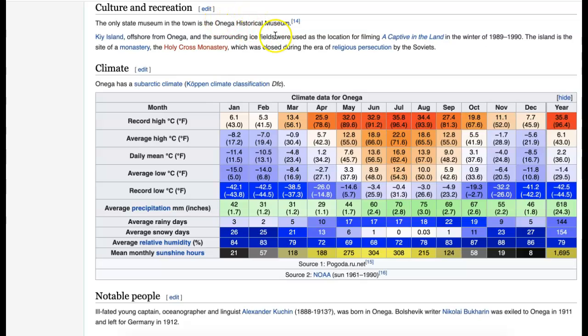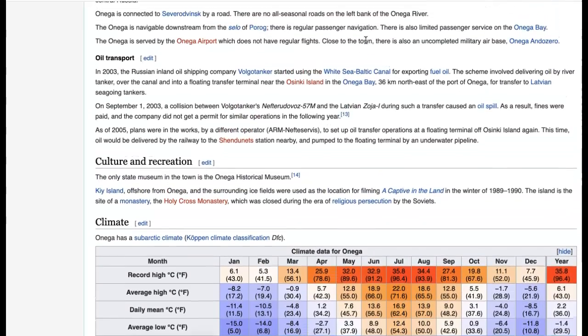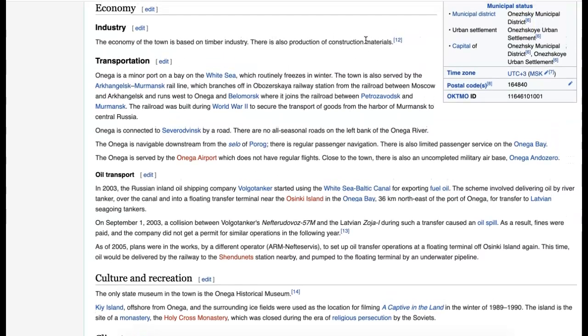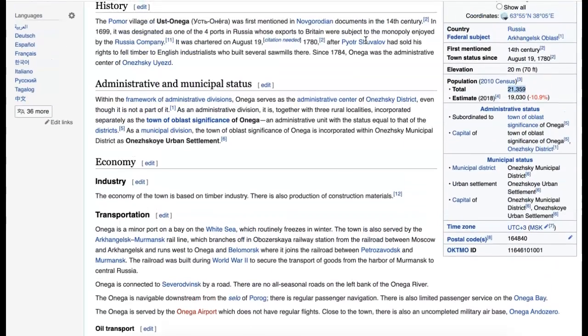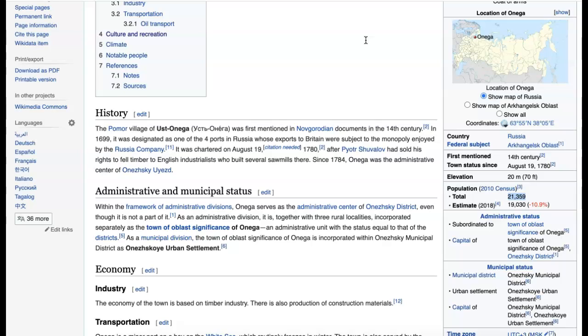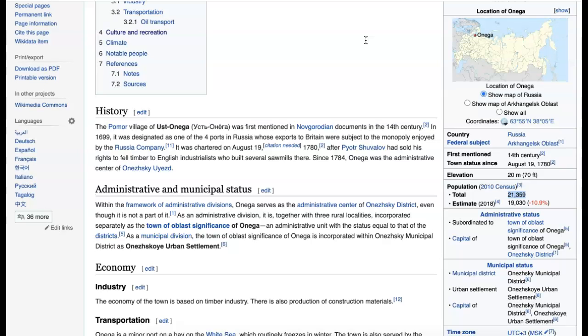So it says there's a museum. There's an ice field. There's a monastery. Not a whole lot of real cultural stuff. What you'd be looking for is, what do the people do? What are some activities that they have? What languages are spoken? Since this is a small town in Russia, it's almost a guarantee that they would speak Russian.